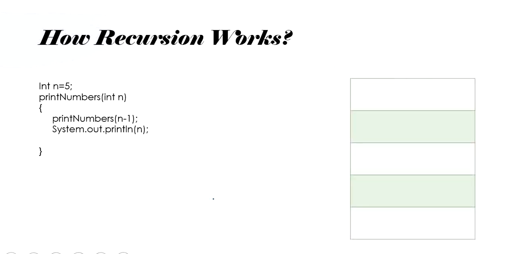We have a function that prints the number. So our integer n's value is going to be 5. It enters the function as 5 and now it encounters the first line, which is calling the function itself for the value n minus 1. When any function or method is called, it is going to allocate memory in a call stack. So first it enters print numbers of 5.